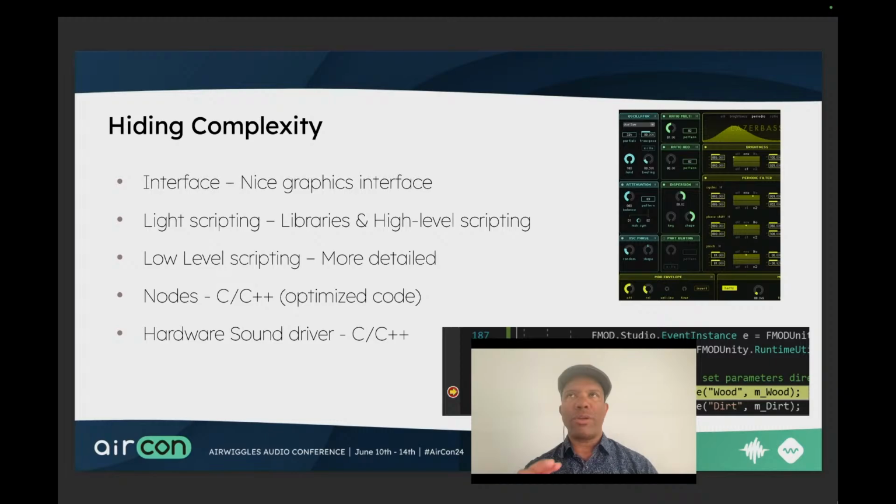Then you can get more detailed with low-level scripting. And that's where you're using atomic, the more basic objects like the DAC and stuff like that. And then what you can also do, if you're a programmer, is program C or C++ code, optimize it, and make your own nodes. And within Unreal, this isn't too difficult. Then below that, there's also the hardware sound driver too. So that's written in C and C++. Okay, sometimes in assembly, I guess.